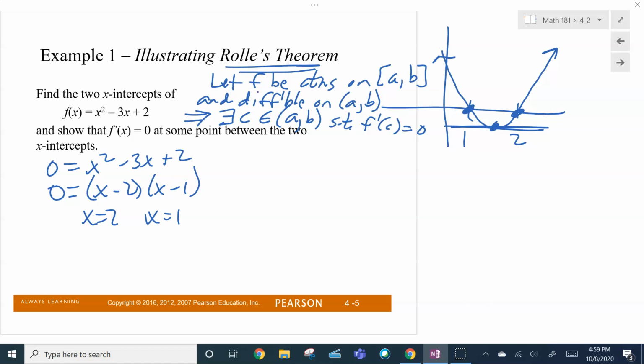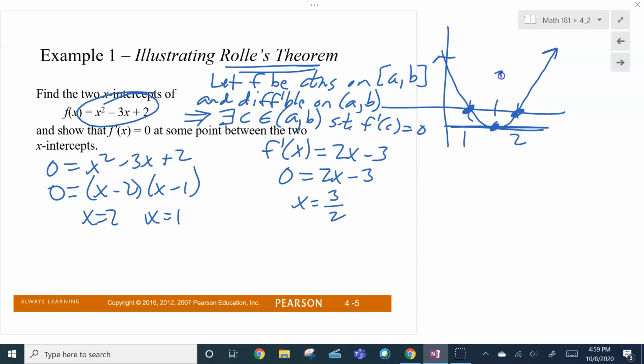So let's find the derivative, and let's find where this c value is. Taking the derivative, I get 2x minus 3. Where is the horizontal tangent? So where is f prime equal to 0? Where is the slope of the tangent line 0? It's at 3 halves. So right there at 1.5, at 3 halves, that's our c value.